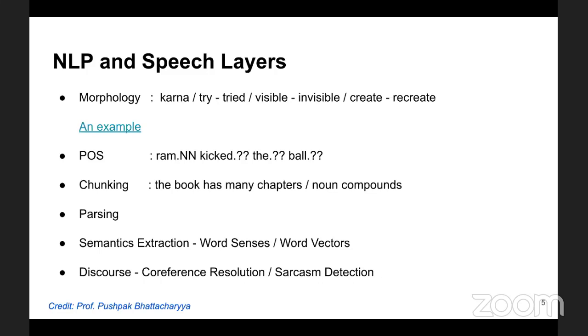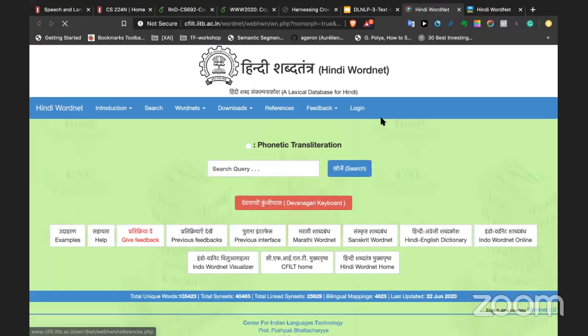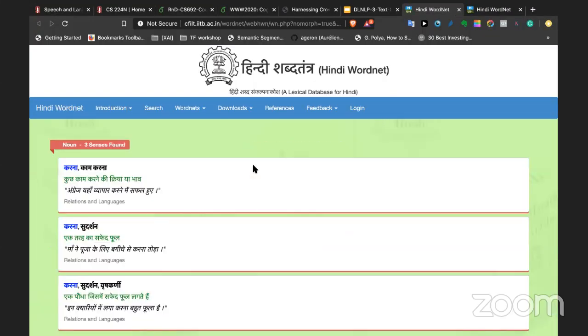Similarly for the words visible, invisible, create, recreate. And I would like to give you an example of a Hindi word, karna. So let's just go to this link that I have put here in this slide. This is the Hindi WordNet, where the different senses of the word are shown. Hindi WordNet is basically a knowledge graph. We have not conducted a lecture on knowledge graphs yet. Let's not get into that.